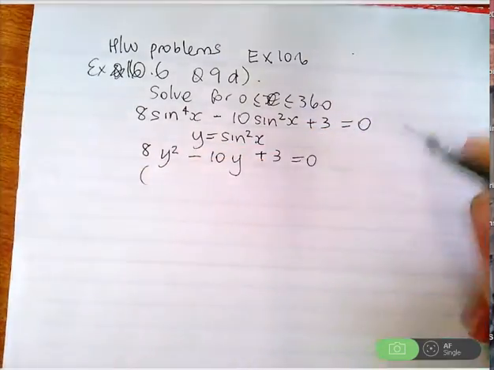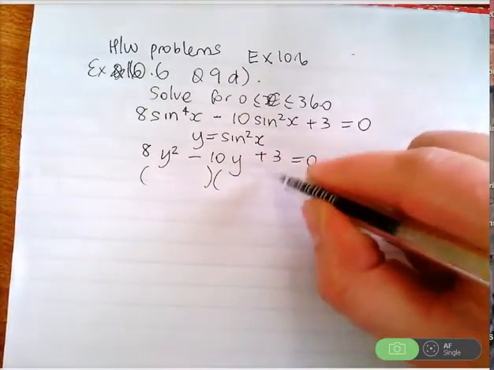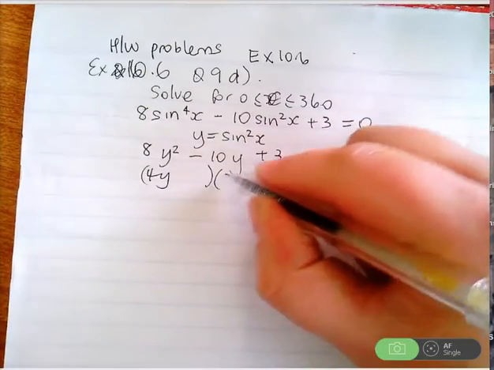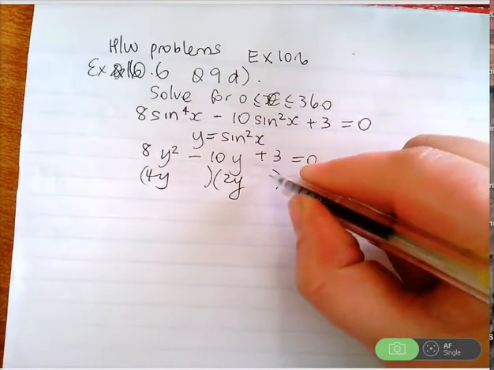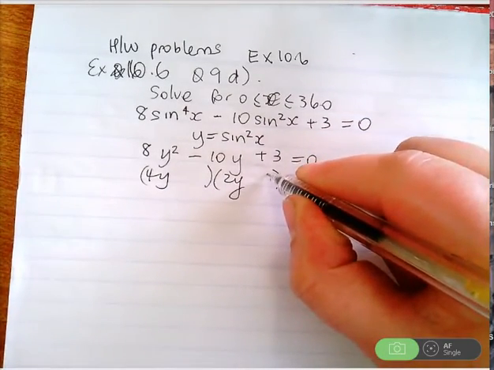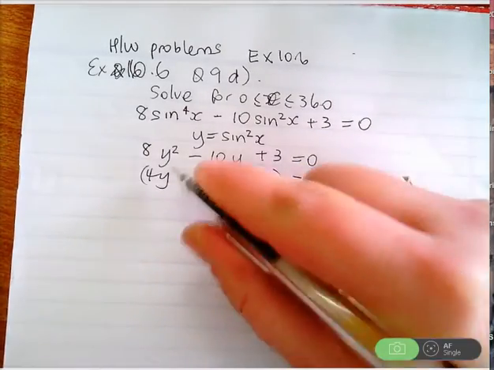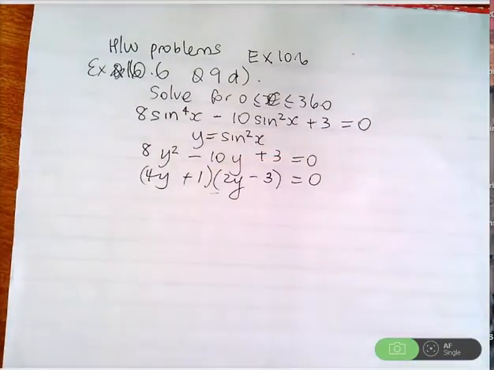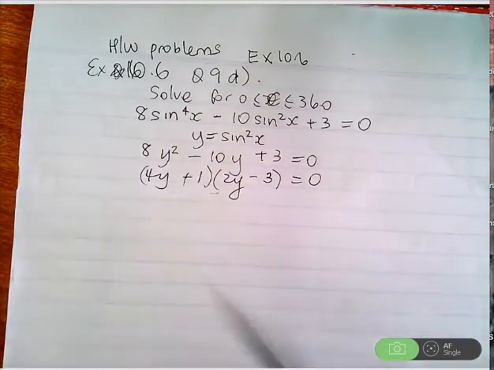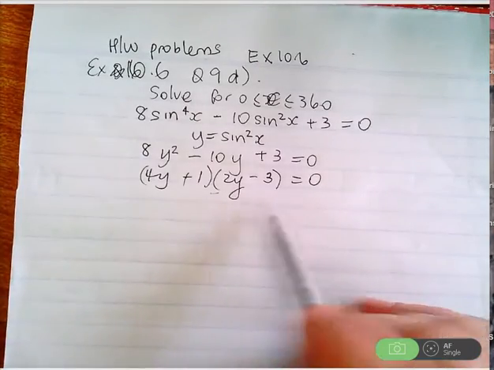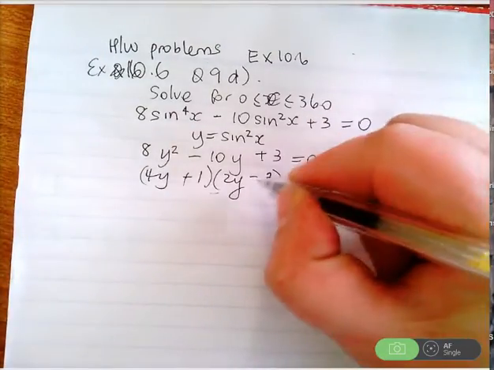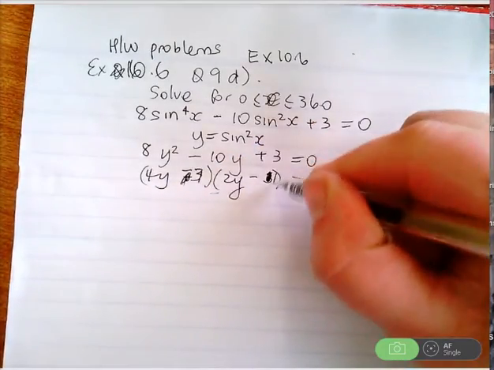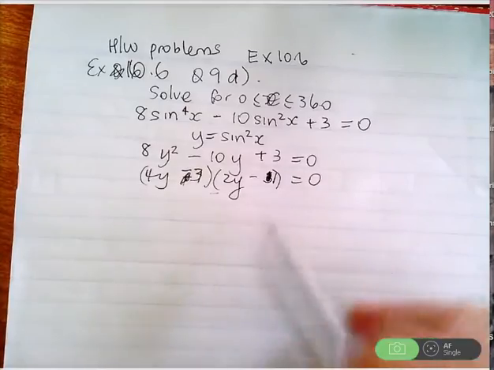Are we able to factorise or not? Yes. It's 4y and 2y, and 3 and 1, negative 3, negative 1. I think we'll put the 3 here because then we get 12 and minus 2. That's not going to work. Minus 3, yeah, that would do. That works.